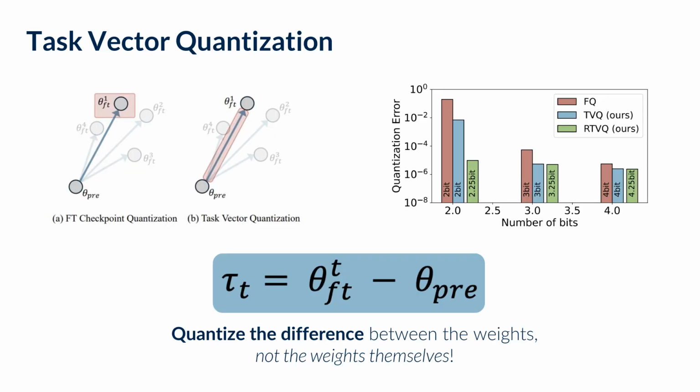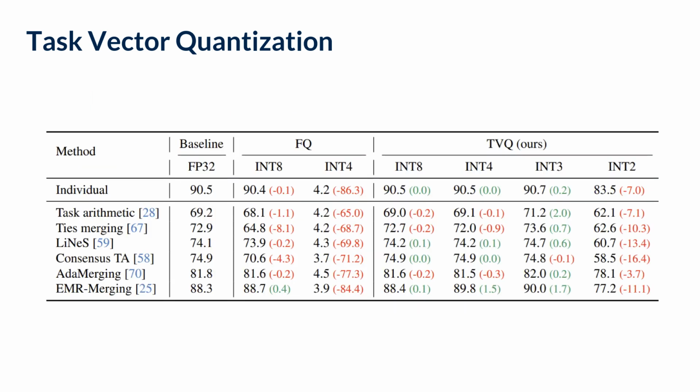So instead of focusing on the entire model, we concentrated on the learned change. This is our core idea: to apply quantization not to the full model, but directly to the task vector, the difference between the pre-trained and the fine-tuned models. At the same bit width, our proposed TVQ achieves a lower quantization error compared to the conventional method of fine-tuned quantization. This allowed us to preserve the original model's performance almost perfectly, even at a low precision of 3 bits.